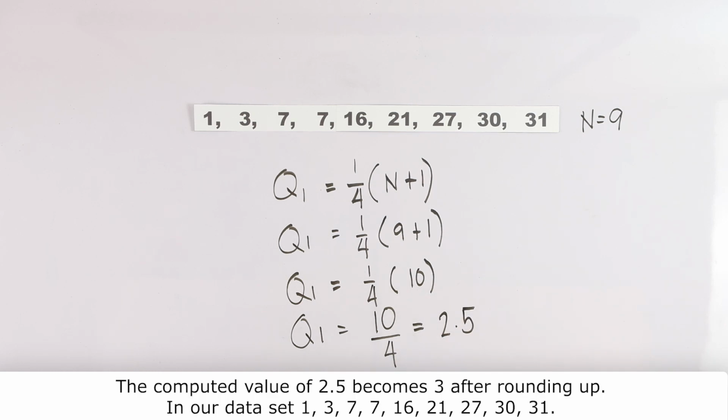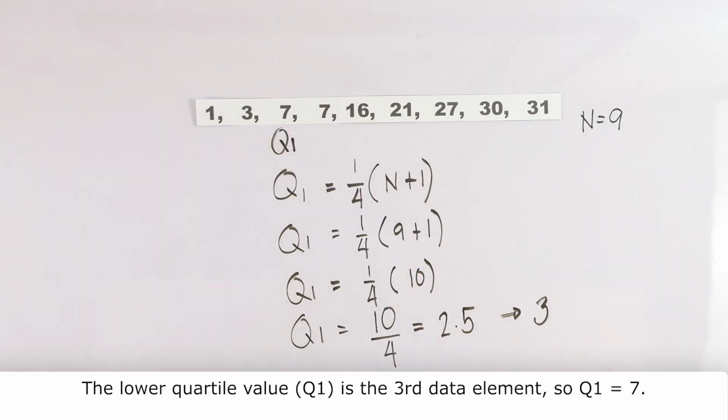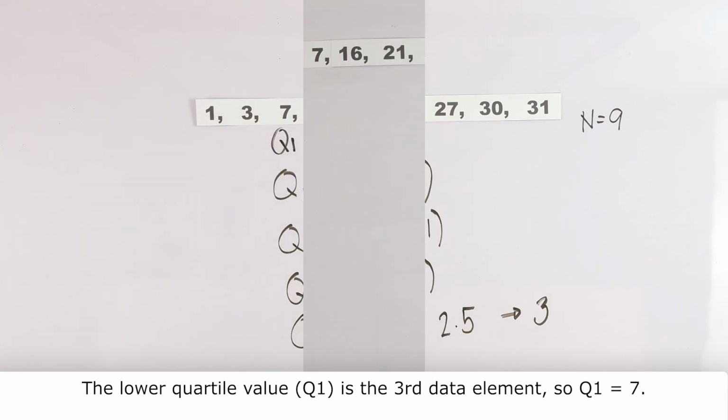The computed value of 2.5 becomes 3, because we are going to round up this number. So in our data set with numbers 1, 3, 7, 7, 16, 21, 27, 30, and 31, the third one here is our quartile 1, which is 7.